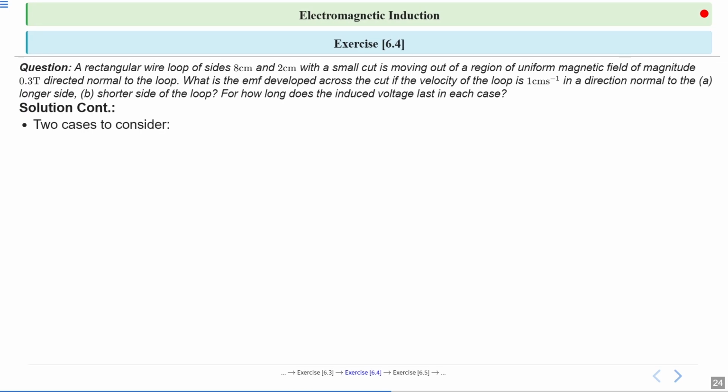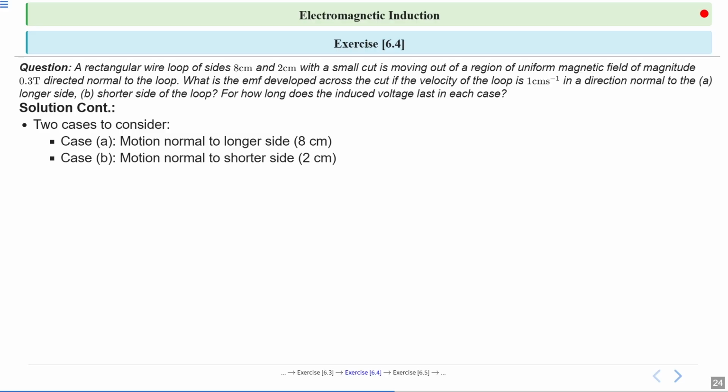So two cases to consider. First case will be motion normal to the longer side, that is 8 centimeter, and case B will be motion normal to the shorter side, that is direction of velocity will be normal to the shorter side, that is 2 centimeter. So let's do first case, motion normal to the longer side.